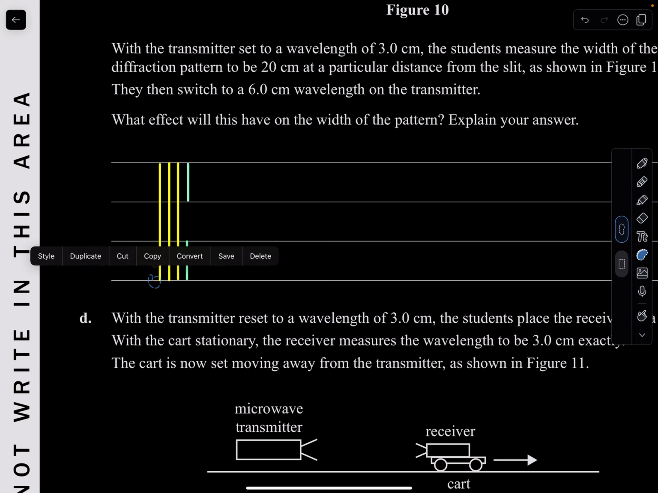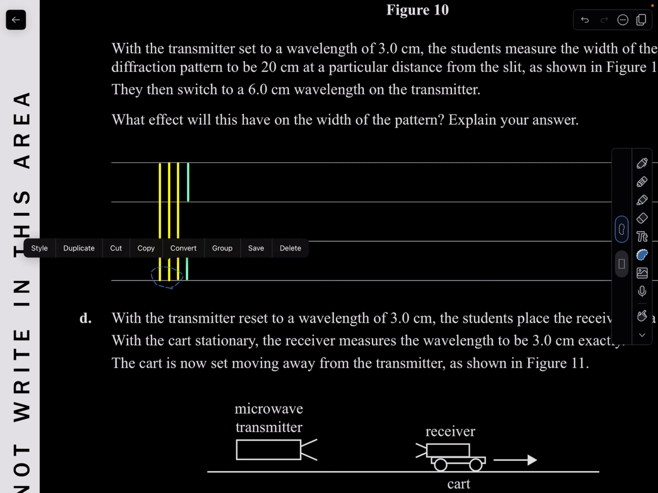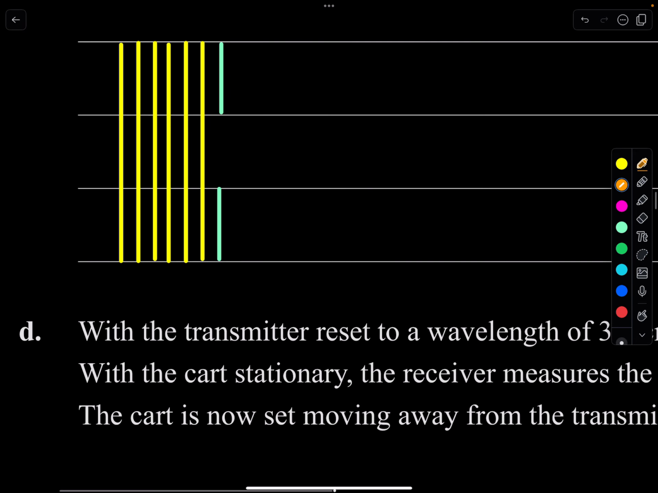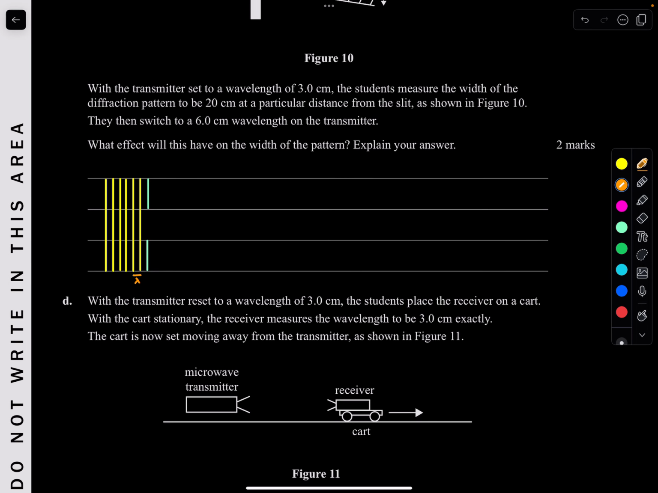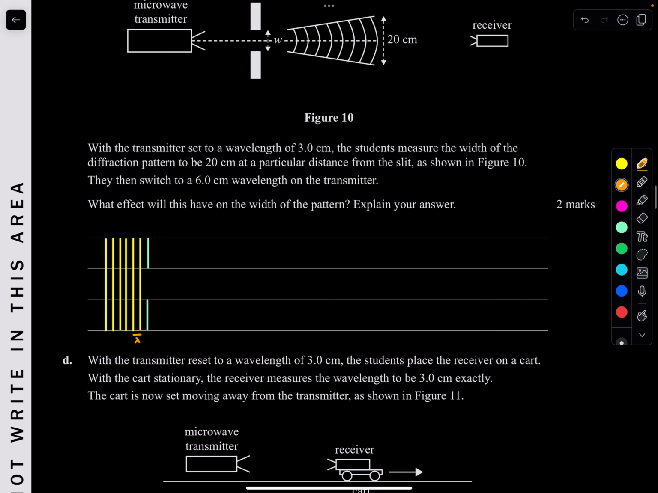They have a wavelength of 3 centimeters. I'm going to duplicate these now. These wavelengths here are very small, basically 3 centimeters, and they're passing through the slit. What's going to happen? Let's think. We know that diffraction is proportional to what? Wavelength over width. We're not changing the width of the slit; what we're changing is the wavelength. This wavelength is very small, and if you have a small wavelength, you have a small diffraction, a small diffraction pattern.